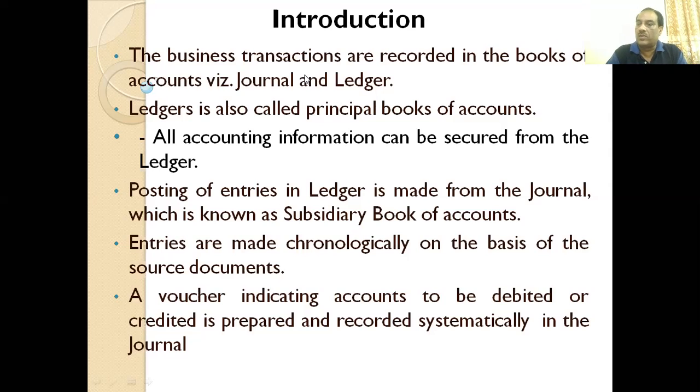Then entries are made chronologically on the basis of the source documents. Chronologically means as per the date when they happen, when they are formalized, when they are done. As I have already told you in the previous class, source documents are vouchers. A voucher is the record of transactions of an organization, like bills, receipts. These are all the kinds of vouchers. So a voucher indicating accounts to be debited or credited is prepared and recorded systematically in the journal.